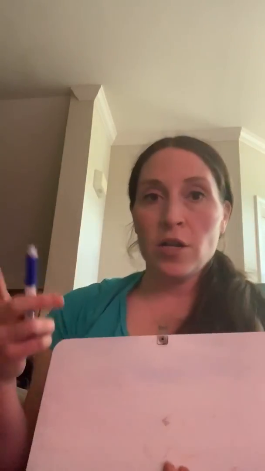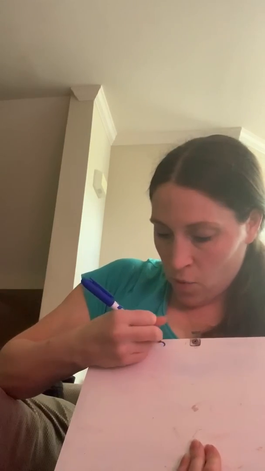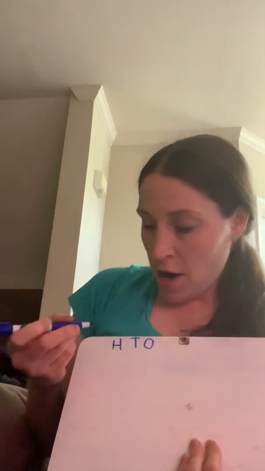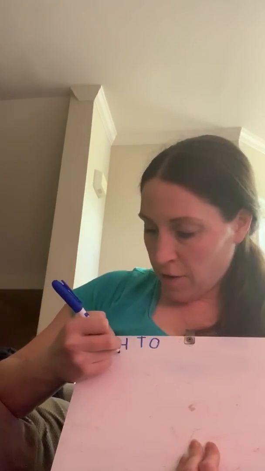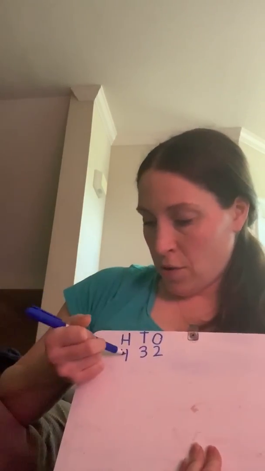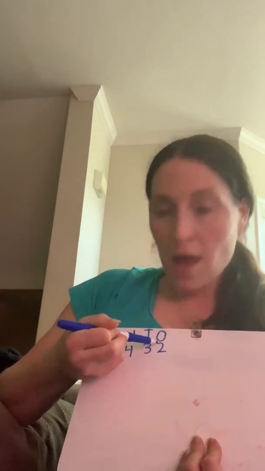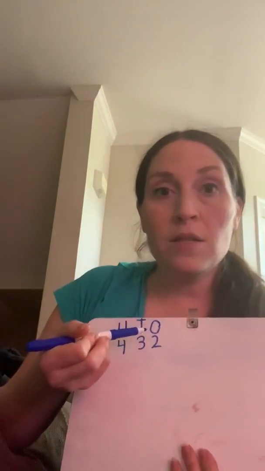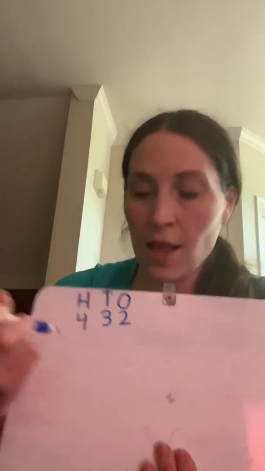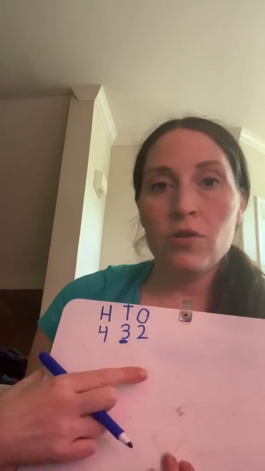So before we start, I just want to make sure we go over our hundreds, tens, and ones place in a 3-digit number. So with your 3-digit number, if it was 432, your first digit is your hundreds place, your middle digit is your tens place, and your last digit is your ones place. So when we're doing 10 more and 10 less, we're going to be looking at just this number in the middle, but keeping our hundreds and our ones the same for right now.